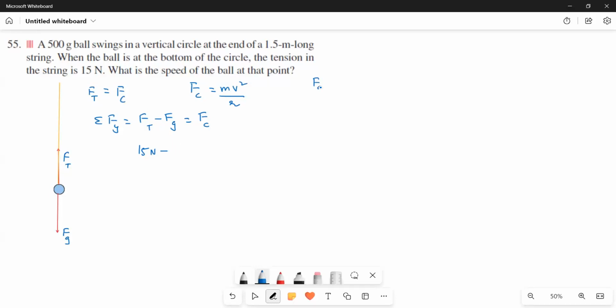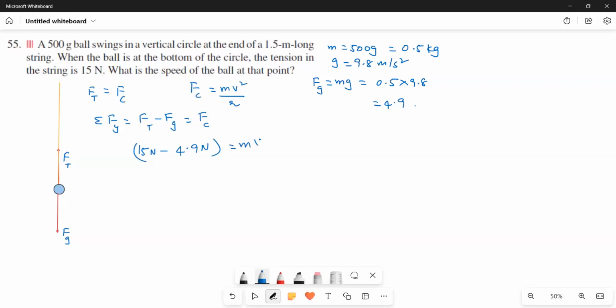Therefore, Fg is equal to mg, and the mass is given as 500 grams. Therefore, that is equal to 0.5 kilograms. And then g, I will take 9.8 meters per second square. So this is equal to 0.5 into 9.8, that is equal to 4.9. 15 Newton minus 4.9 Newton is equal to mv square over r.